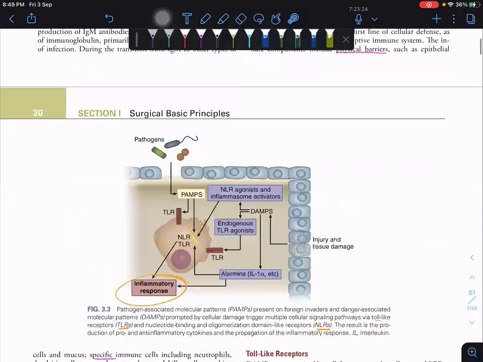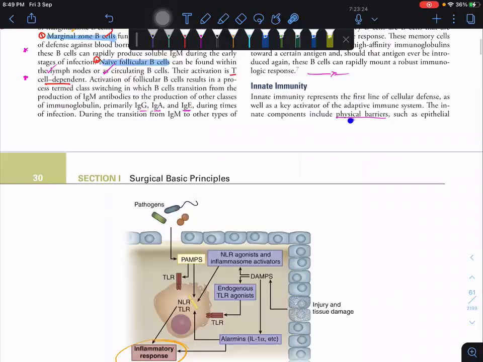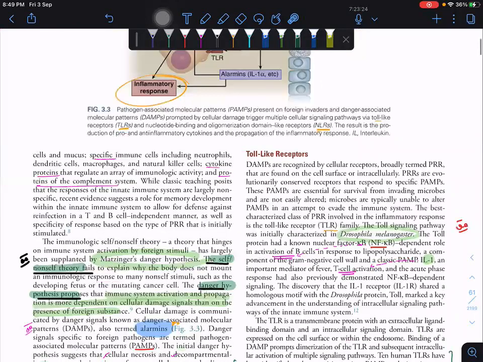Not more than an MCQ. Now the components of the innate immunity. In innate immunity, you have physical barriers such as epithelium and mucus, and specific immune cells like neutrophils, dendritic cells, macrophages, natural killer cells, and cytokine proteins and the complement system. Everything comes into the innate immune system.